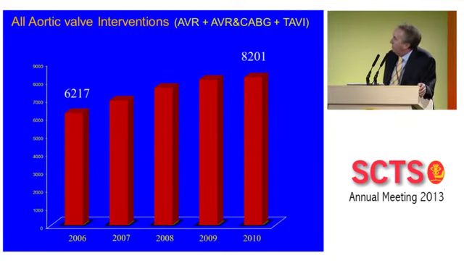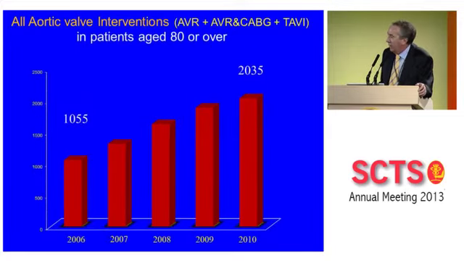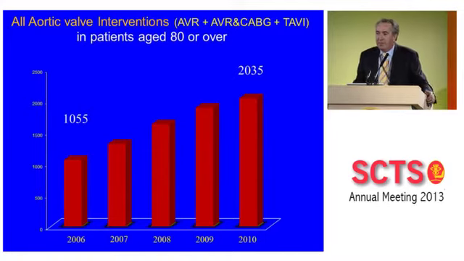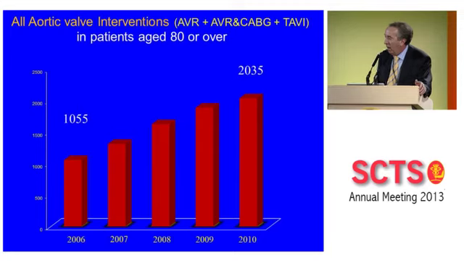What about all aortic valve interventions? We see during this period of 5 years, there's been nearly a 30% increase in all aortic valve interventions occurring in the UK. What about in those over 80 years of age? And you see here that the number of interventions in patients over 80 has approximately doubled in the last 5 years. And if you look at this, about half of that increase has been due to an increase in conventional surgery, and about half due to the emergence of TAVI.